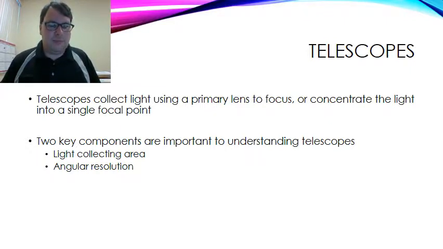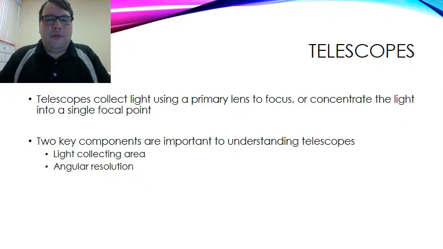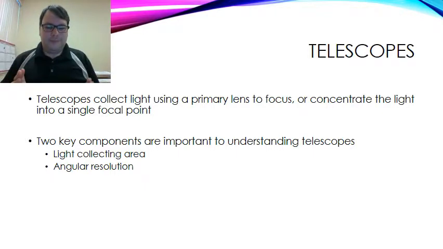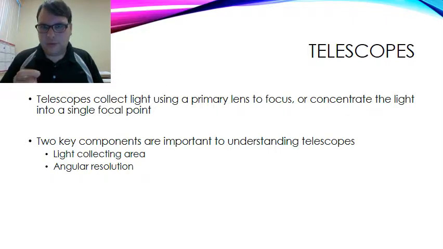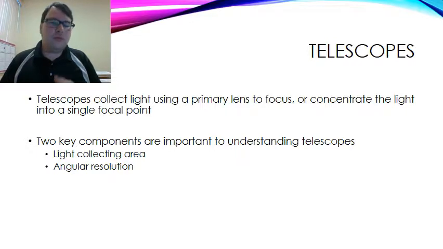They're very, very similar. We're going to use something called a primary lens. And the primary lens is simply collecting the light, and then it's going to focus the light or concentrate the light into a single point for us. We call that a focal point. And we're going to use two key items here to collect our light. That primary lens, in terms of its size, is what we call the light collecting area. And then the ability of the telescope to actually resolve objects is what we call angular resolution.